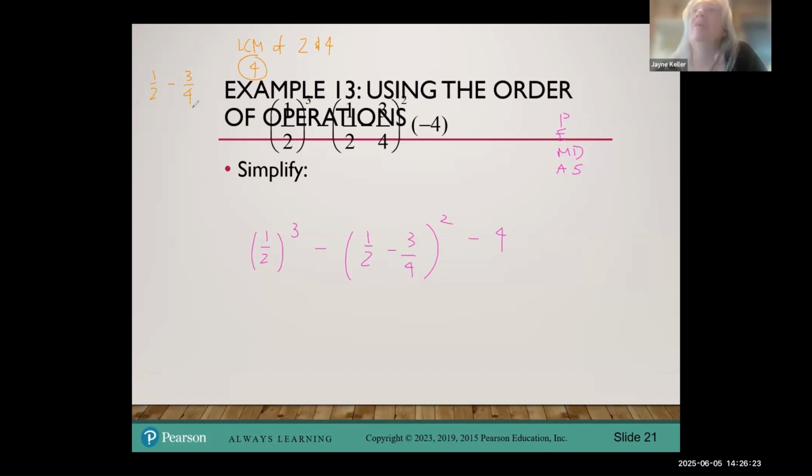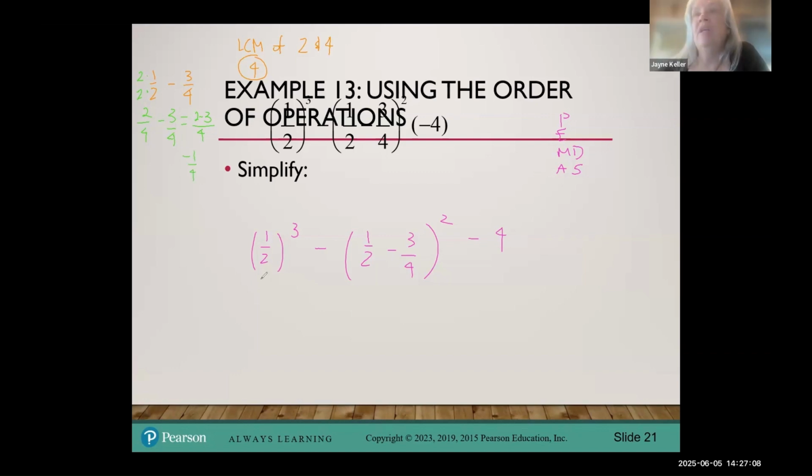I don't even have to do anything to this one. But what do I have to multiply the 1/2 by? You just multiply by 2, so it'll be 2 over 4. So 2/4 minus 3/4 gives me 2 fourths minus 3/4. Let's simplify this first. It'll just be 2 minus 3 over 4. Is that -1? Yes, so -1/4.